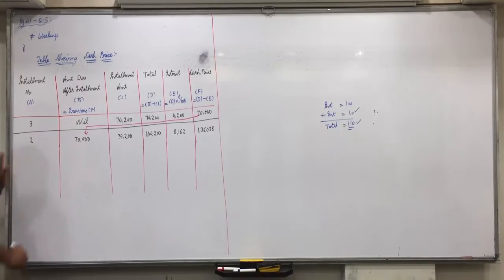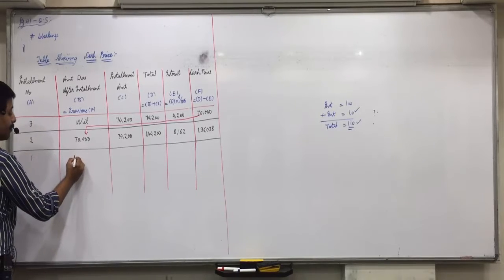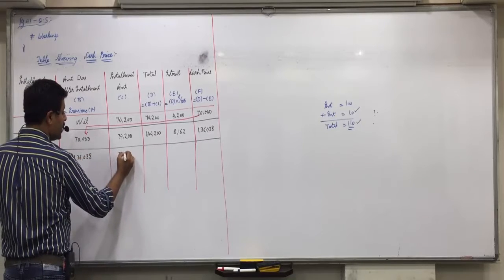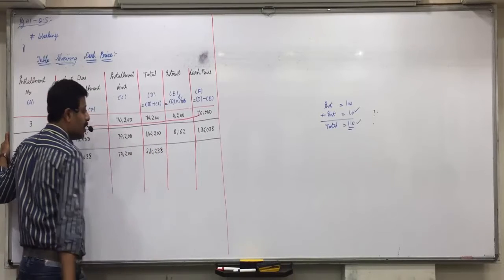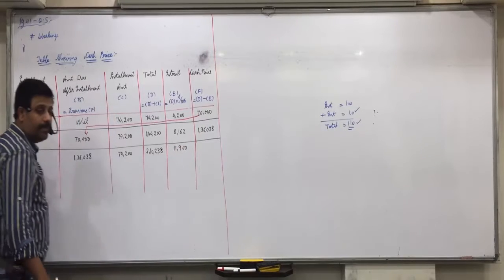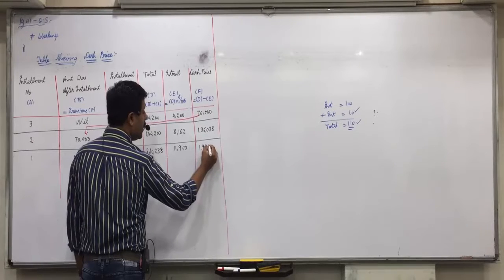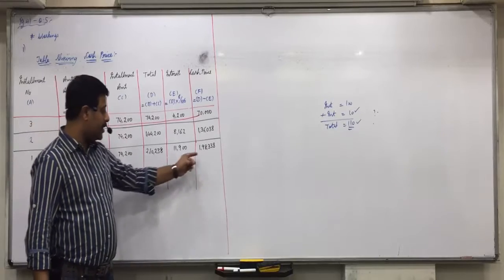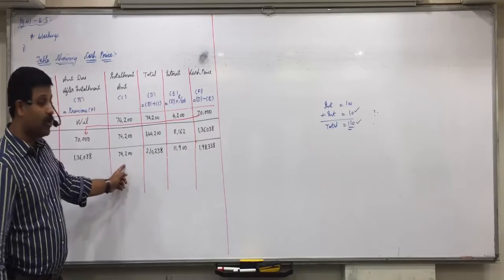Did everyone understand this? Now same with the last one, first installment. What did we read here? 136,038 plus 74,200 is 210,238. 210,238 into 6 upon 106 is 11,900. And 210,238 minus 11,900 is 198,338. Now this 198,338 already includes the 136,038 that was already added over here.